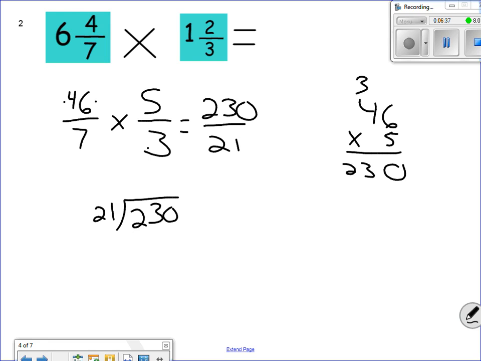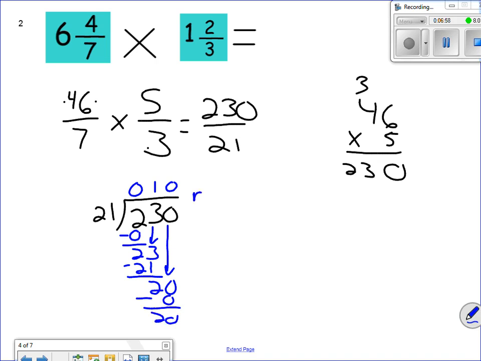How many times can 21, I'm going to change colors here, go into 2? 0 times. Subtract. I have a 2, bringing down the 3. How many times can 21 go into 23? 1 time. Bring down the 0. How many times can 21 go into 20? 0 times. Subtract. 20 is my remainder.